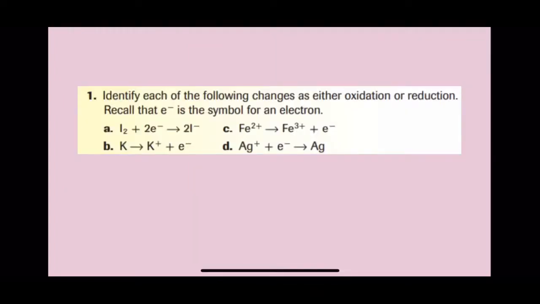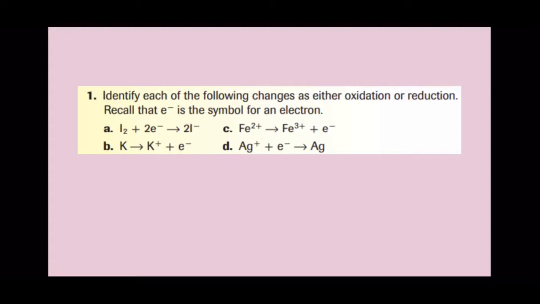Okay, so let's start solving. Here you have to identify each of the following changes as either oxidation or reduction. Okay? E is an electron, so don't think it's another element. All right, in A, we'll see the charge of I. The charge of I is 0 because it's an uncombined element. It's not bonded with any other element.